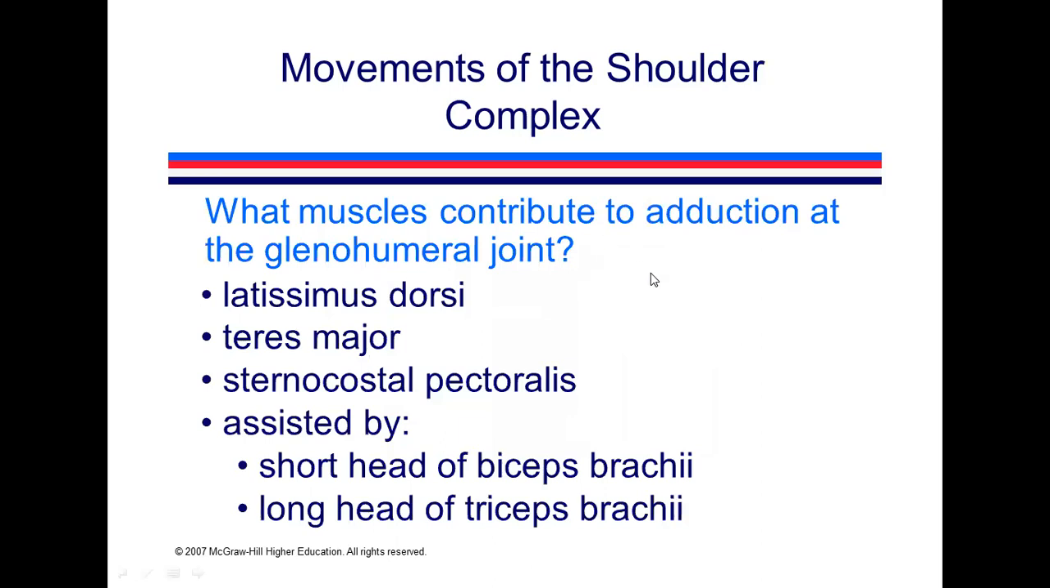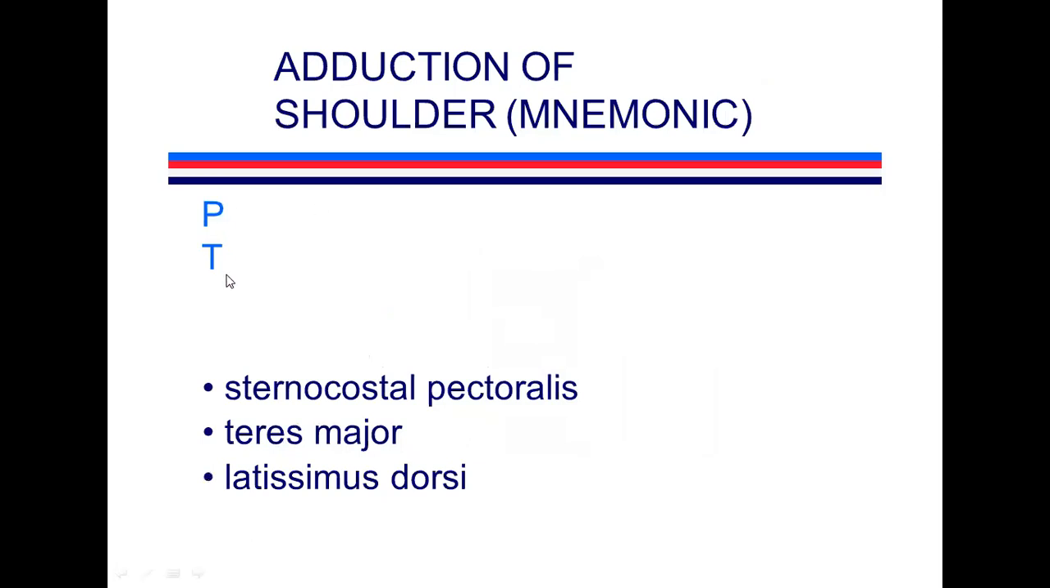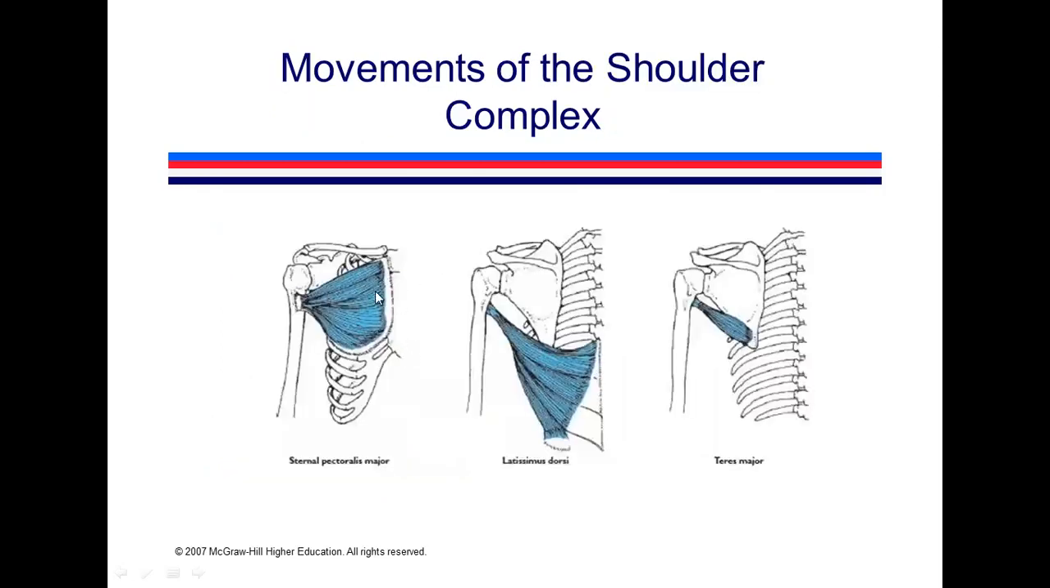Okay. Now, the muscles which contribute to the adduction of glenohumeral joint are latissimus dorsi, teres major, sternocostal pectoralis, assisted by a short head of biceps brachii and long head of triceps brachii. And the mnemonic to remember the muscles of adduction is PT, pectoralis major and teres major, PT. And these muscles are here. You can see this latissimus dorsi, and this teres major, and this is sternal pectoralis major.